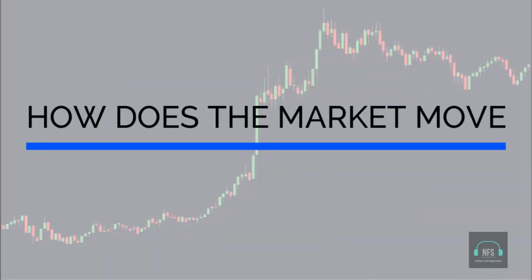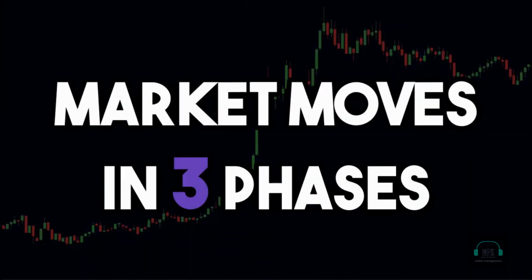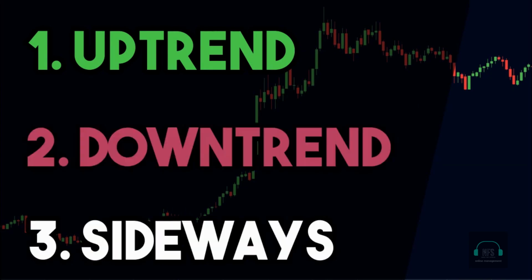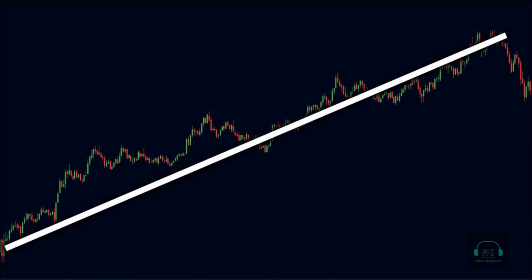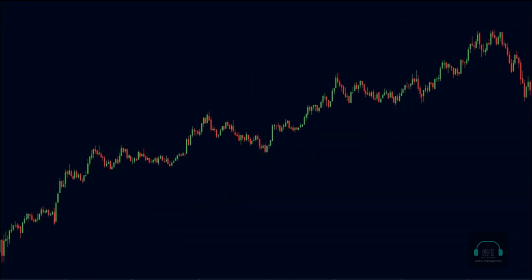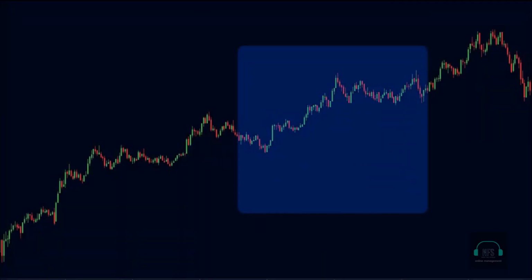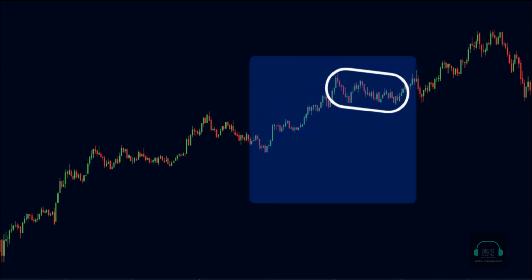First, we need to understand how the market moves. The market moves in three phases: an uptrend, a downtrend, and a sideways range. When the market is in an uptrend, it does not move in a straight line. Instead, it moves in price swings. Price swings can also be called price waves. A single price wave consists of two types of moves: an impulsive move and a corrective move.